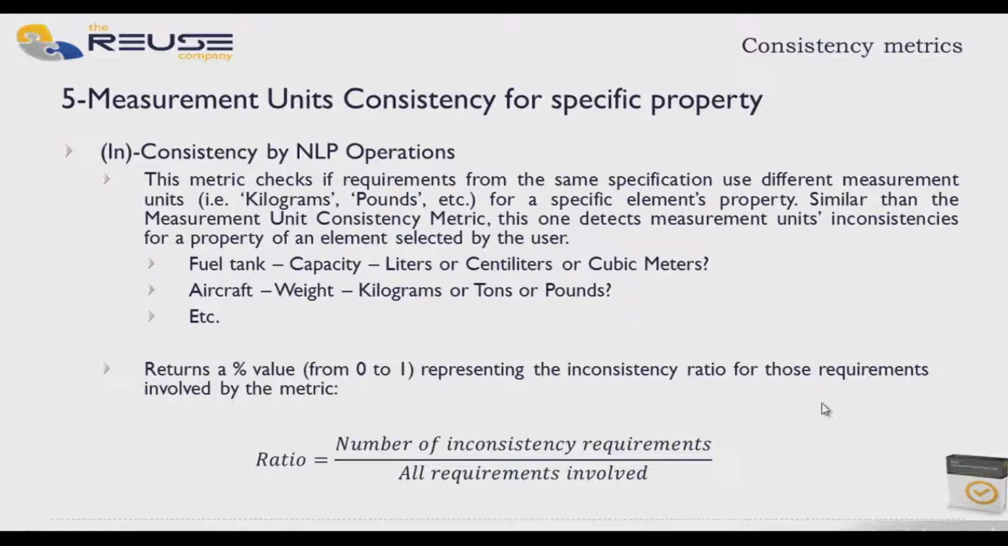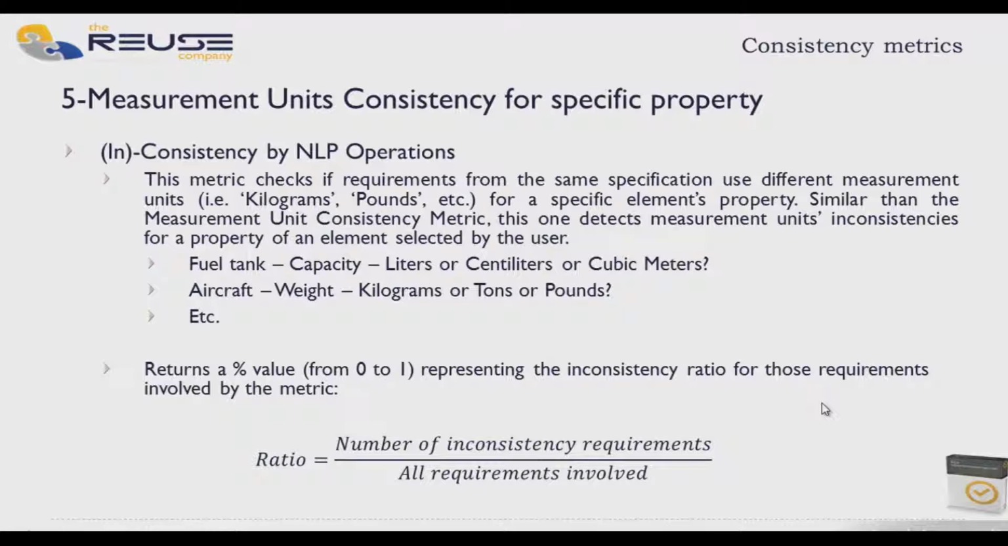This metric is based on natural language processing operations, which means that it will check if requirements from the same specification use different measurement units, like kilograms, pounds, for a specific element's property. It is very similar to the measurement unit consistency metric, but this one will detect measurement unit inconsistency for a property of an element selected by the user.